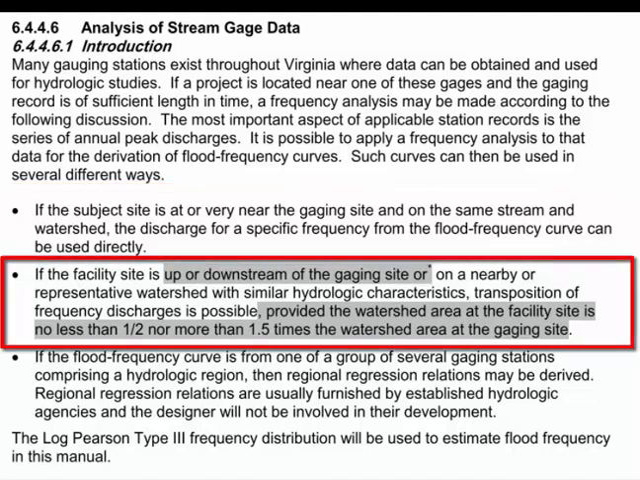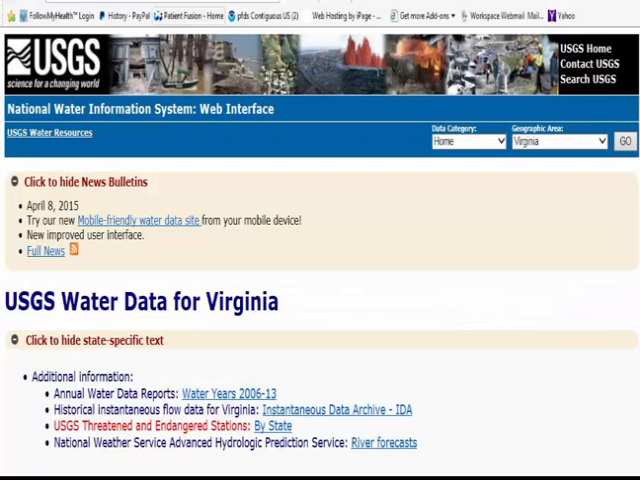If the project is up or downstream of the gauging site or on a nearby or representative watershed with similar hydrologic characteristics, transposition of frequency discharges can be made, provided the watershed area at the facility site is between 50 and 150% of the watershed area at the gauging site. The U.S. Geological Survey regularly publishes gauge data for the various gauging stations, the most recent one being the annual maximum stages and discharges of selected streams in Virginia.